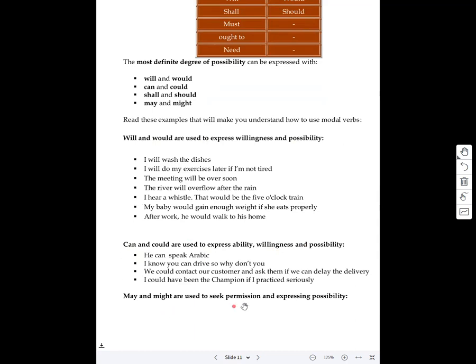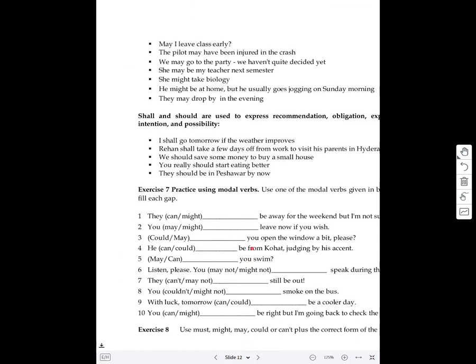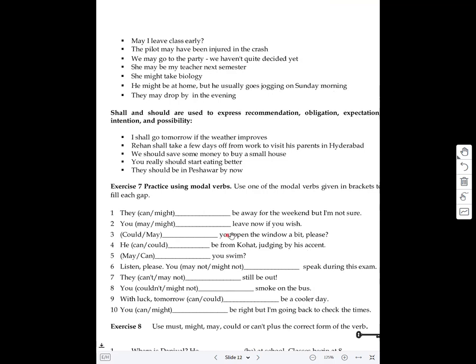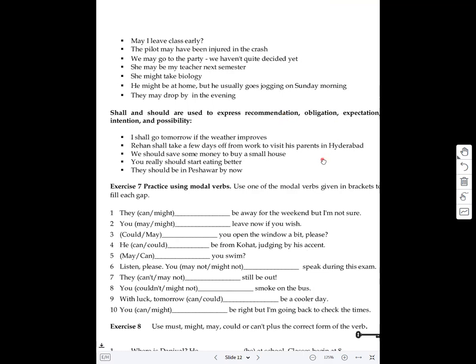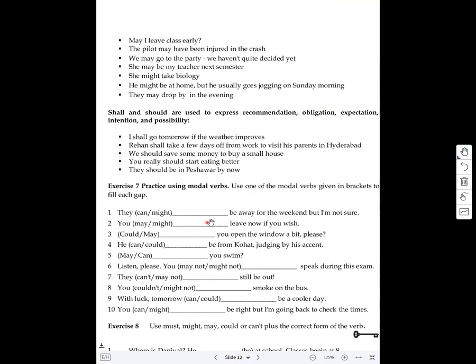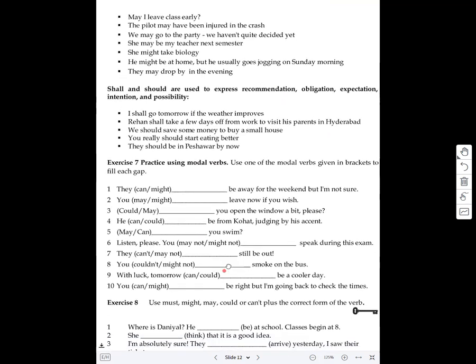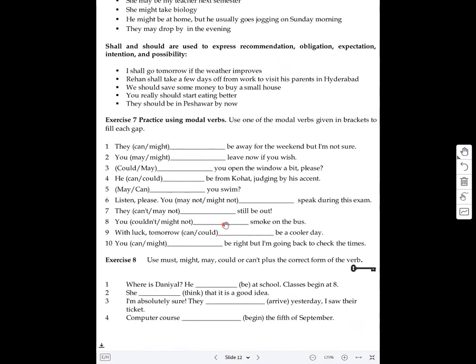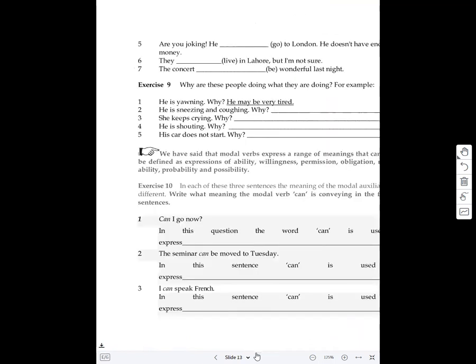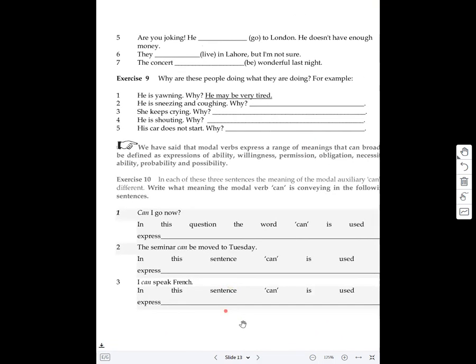May and might are used to seek permission and express possibility. For example, may I leave the class early? May I go to the washroom? He might be at home. They may drop in the evening. Shall and should are used to express recommendation, obligation, expectation, intentions, and possibilities, right? I shall go tomorrow if the weather improves. Can you share your email address with me? You should share your email address with me. So these are some examples that are given in your book. Then there are different exercises given in your book that you can do yourself. They are very easy.